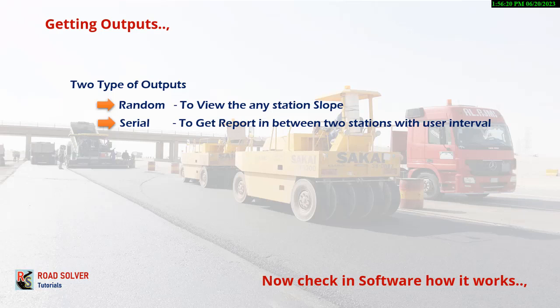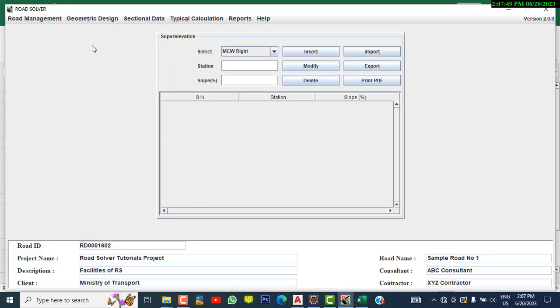So how does this super elevation work in Road Solver? We will see now. In Road Solver, go to geometric design and select super elevation. If you select it, a table appears. Select this drop down. There are six variables there, MC right and MC left and so on.